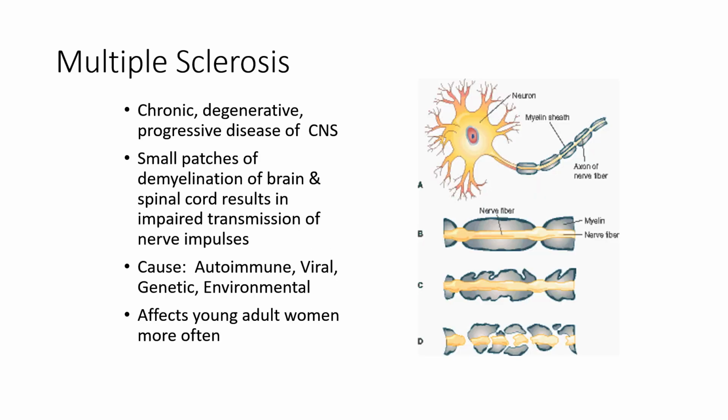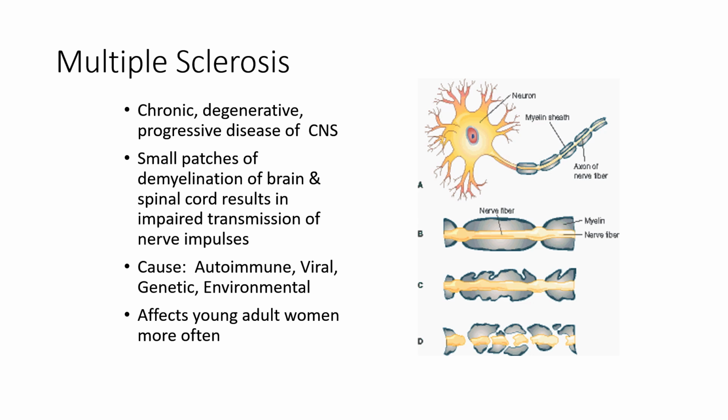The first disease we'll be talking about is multiple sclerosis. This is a chronic degenerative progressive disease of the central nervous system. You can see the picture here shows the progressive demyelination of the axons, which results in an impaired transmission of the nerve impulses along the axon.